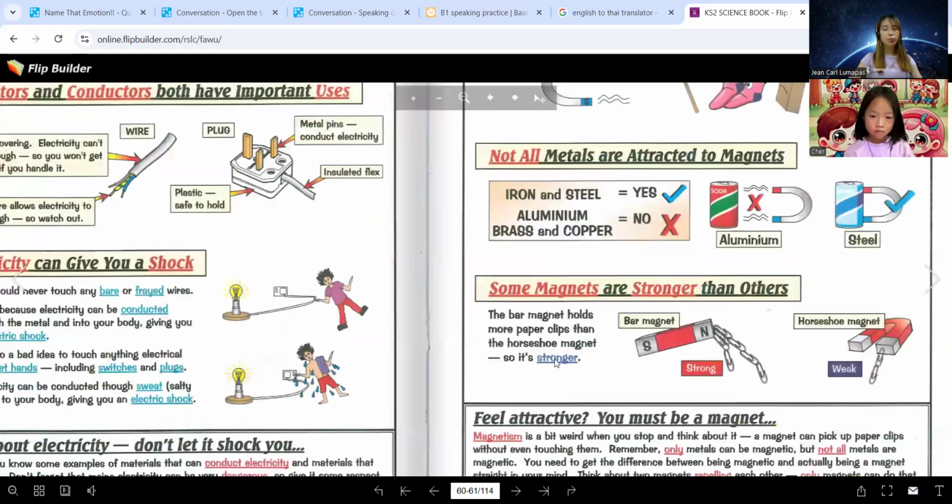Magnets. Let's have a review about magnets. What are the types of magnets? Do you know? This one. What do you call this? A magnet. Okay, very good. A bar magnet. And this is the other one, a horseshoe magnet. Good. Okay. So much for that.